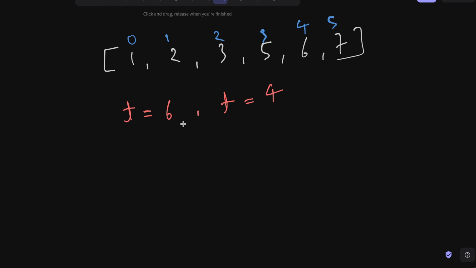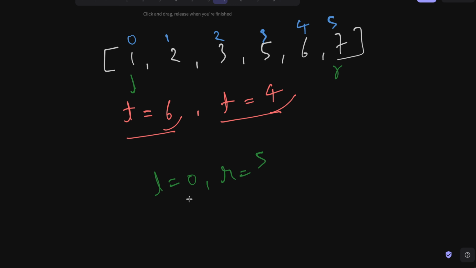Here we have the same example again. First we will use target as 6 and then we'll use target as 4. We will try to figure out how to apply binary search in both these situations. We don't have 4 in the array, but we do have 6. So in the binary search, first of all we have to set L as 0 and R as the last position in the array. So L is equal to 0, R is equal to 5 in this case.